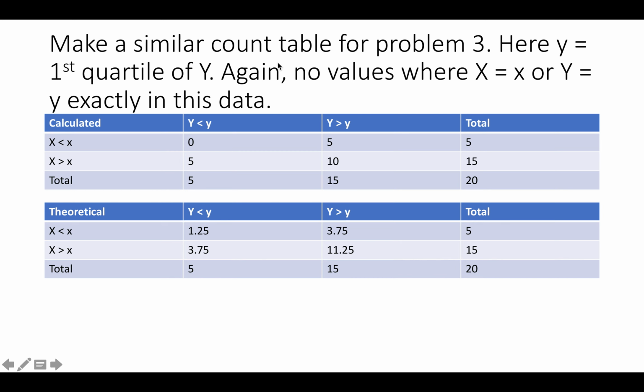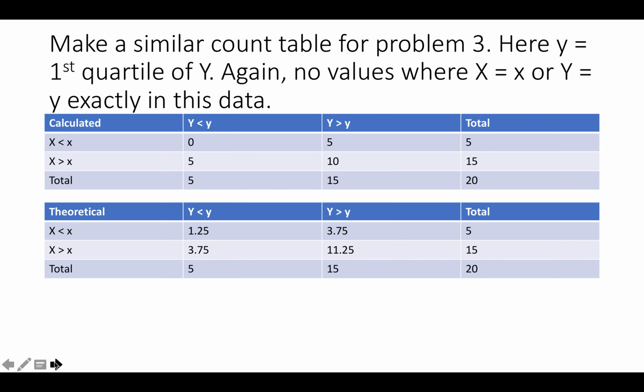Then you can make a similar count table for problem 3, but just here, the lowercase y is actually the first quartile of y. There's also no values where you have anything exactly equal to the first or third quartiles here. So you can actually just have less than and greater than, and you don't need to have equal to on either column or row. And so those are the counts there. And again, if you compare to the theoretical, it's pretty close to the theoretical probabilities.